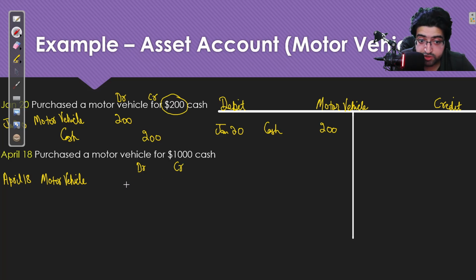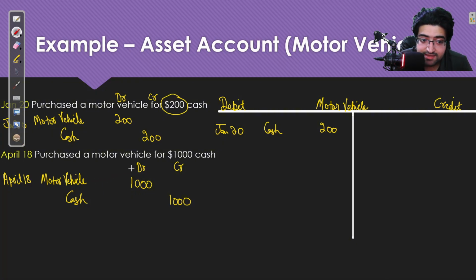Because we are buying a motor vehicle, a motor vehicle is increasing in the business. When assets increase, we record them on the debit side. And again, we are paying by cash. Cash is also an asset. When assets decrease, we record them on the credit side. So this is the double entry for the second transaction.